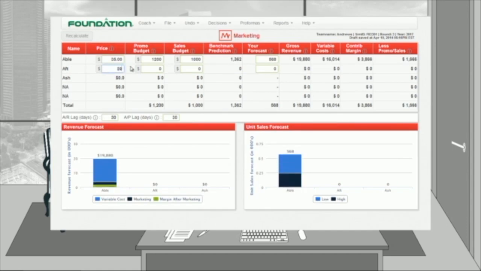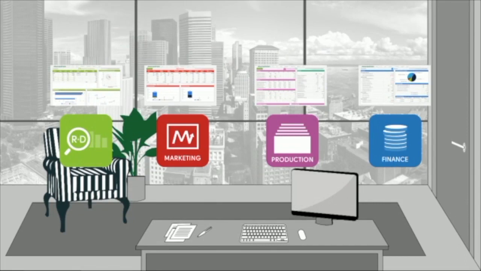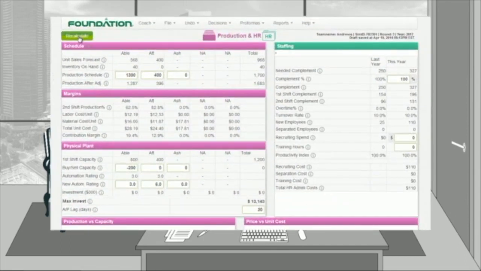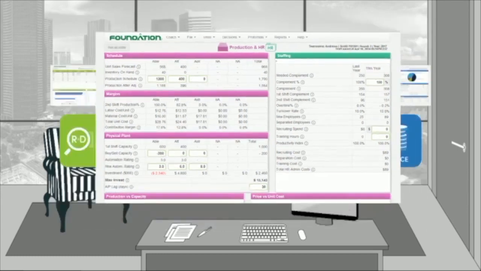That forecast is very important because when you move to the production department, you need a very clear idea of how many sensors to make. Production is where you build your products. You can also create production lines for new products, sell off old production lines, and improve your plant by increasing automation.